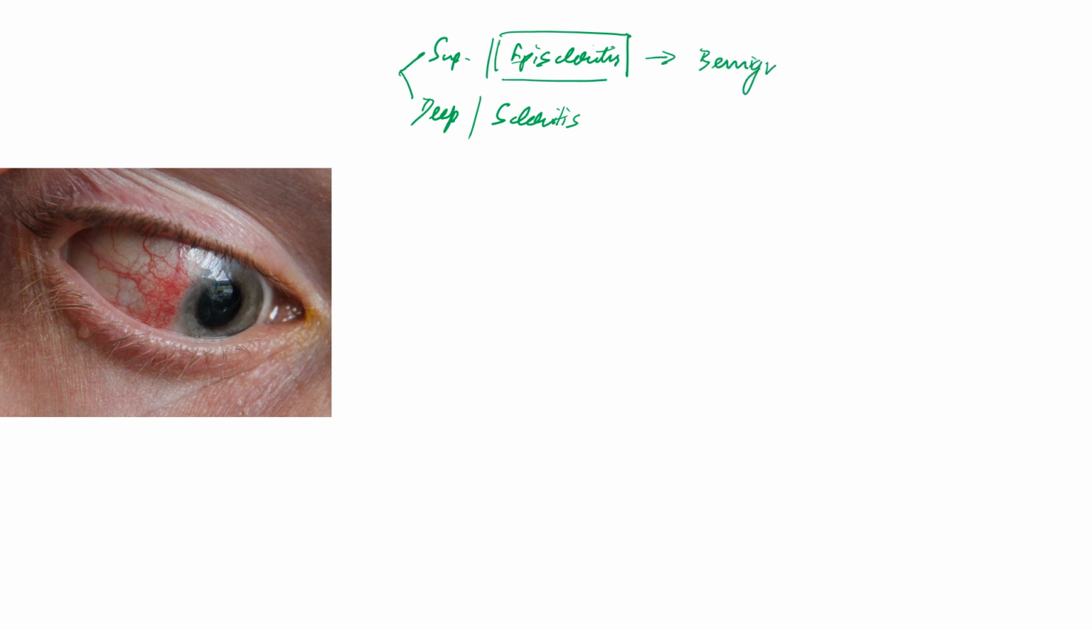Now let us discuss inflammation of sclera. Inflammation of sclera can be divided into two types. The first one is superficial or episcleritis and the second one is deep or scleritis. First let us discuss episcleritis in detail. Episcleritis is benign inflammation of the superficial scleral lamellae.